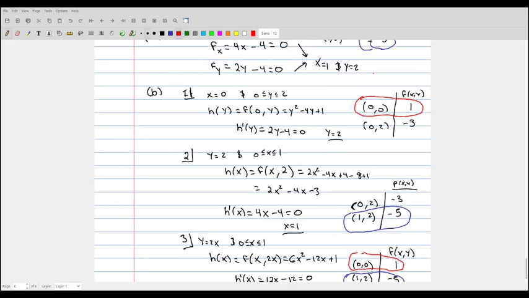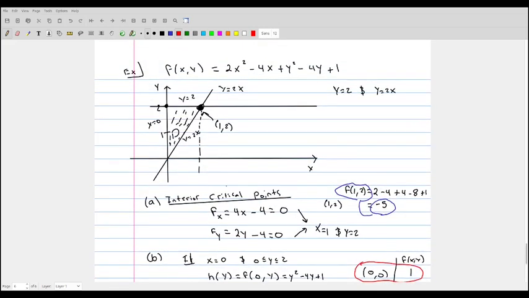So because of this, we conclude that the absolute maximum value of the function occurs here at the origin, and the absolute minimum value of this function occurs at the point 1, 2, where the function at the minimum value is negative 5, and the value of the function at the absolute maximum is 1.